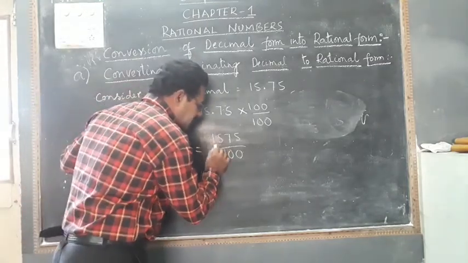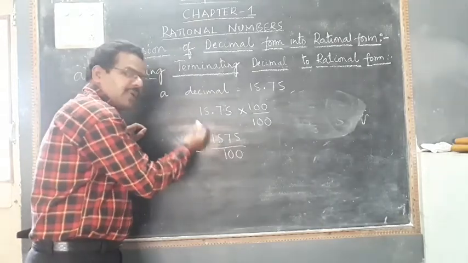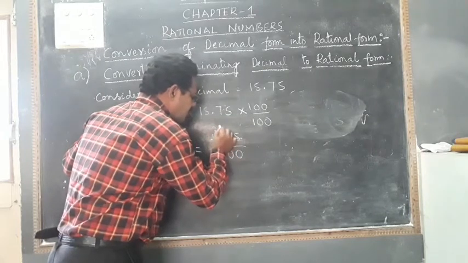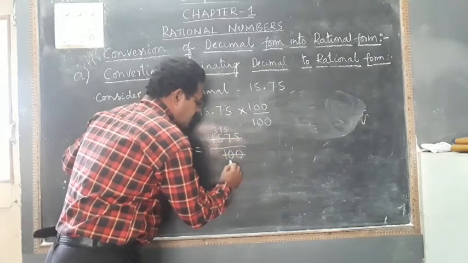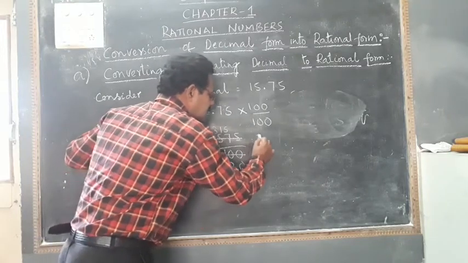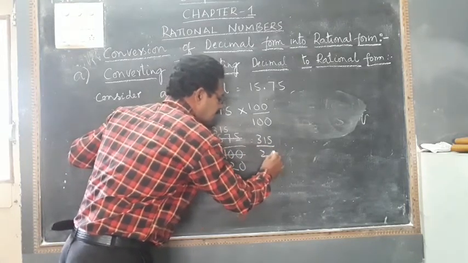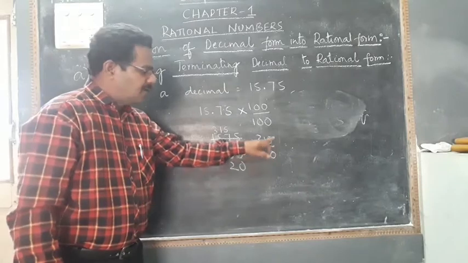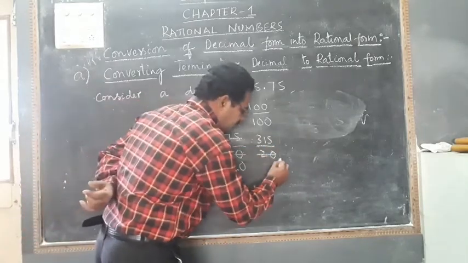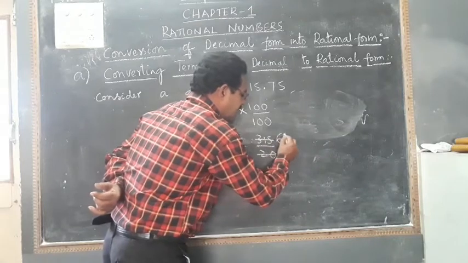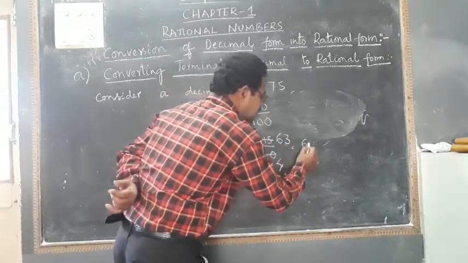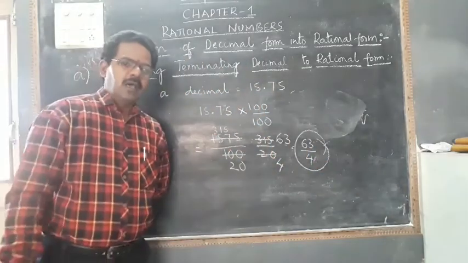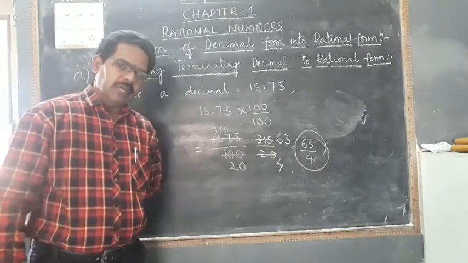1575 by 100, you can simplify it. This is a bigger number that can be reduced to a smaller number. In the 5 table, 5 threes are 15, 5 ones are 5, 5 fives are 25, 5 twos are 10, giving 315 by 20. Again you can simplify. Why? Because here 5 is there and here 0 is there, so both are multiples of 5. In the 5 table, 5 fours are 20, 5 sixes are 30, 5 threes are 15. This is equal to 63 by 4, the p by q form, and it is also called the rational form of the given decimal number.